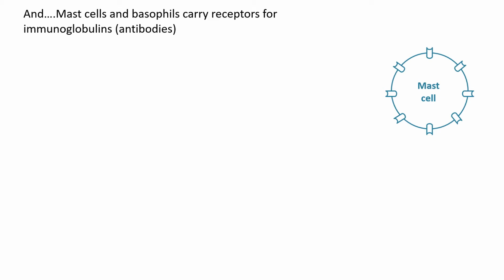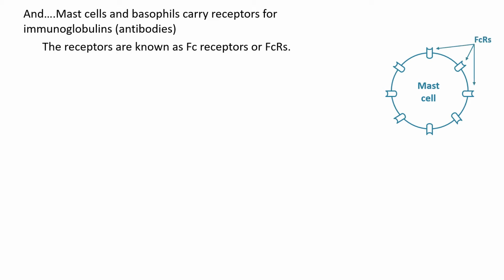The other thing, and this is the main thing that you'll probably see in books, because this is the allergic reaction stimulus really. Mast cells and basophils carry receptors for immunoglobulins, for antibodies. And if you remember, antibodies bind to cells via the Fc end of the antibody, the bottom of that Y shape. So these receptors are known as Fc receptors or FCRs, and they coat the mast cells.